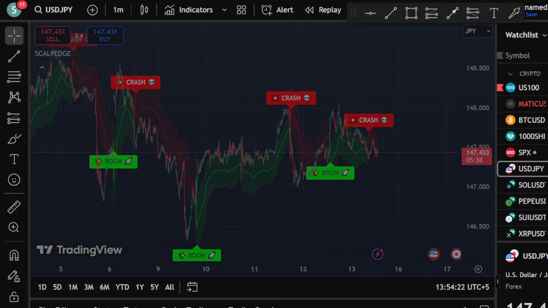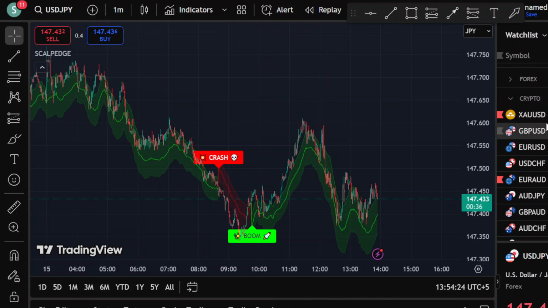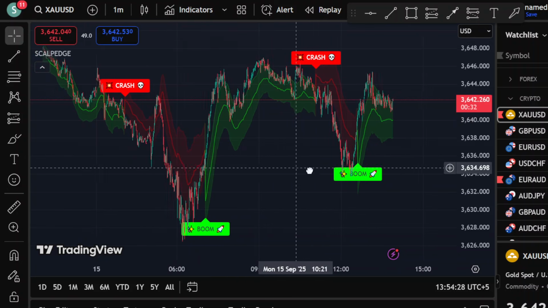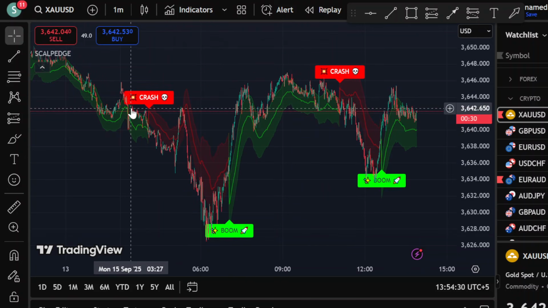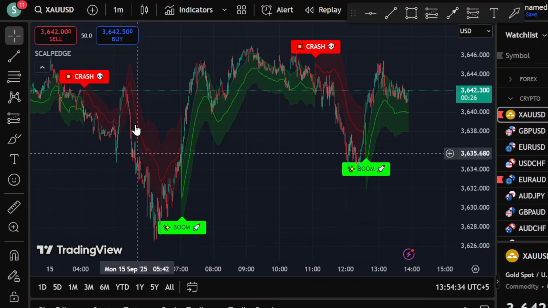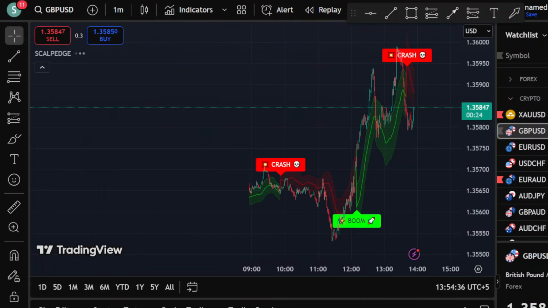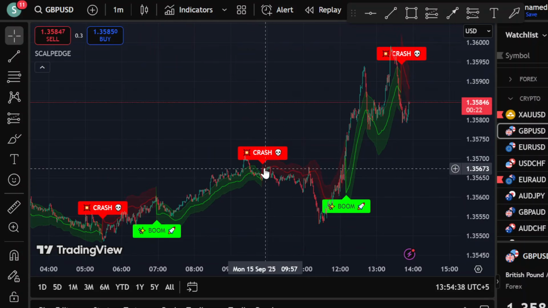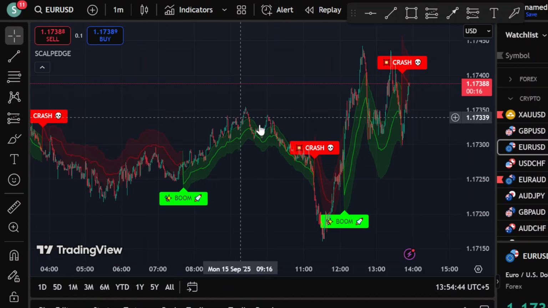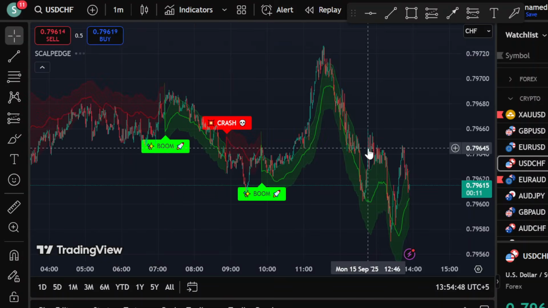It also works even on the 1-minute, but if you have liquidity knowledge, then you can perform much better. For example, this is gold 1-minute. I have randomly opened the 1-minute chart. You can see the crash, boom, and all four signals, they are perfect. I can show you one more, like on GBP/USD. You can see crash worked, boom worked, crash worked. Let me show you EUR/USD. You can see crash worked, boom worked, crash worked, boom worked, crash worked. It's also working very well on the 1-minute time frame.